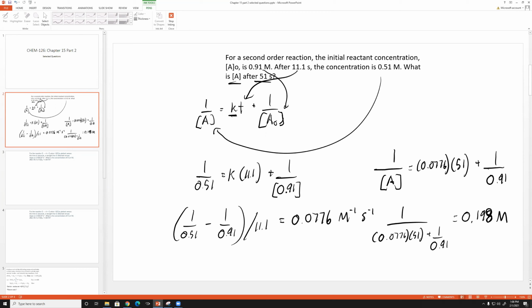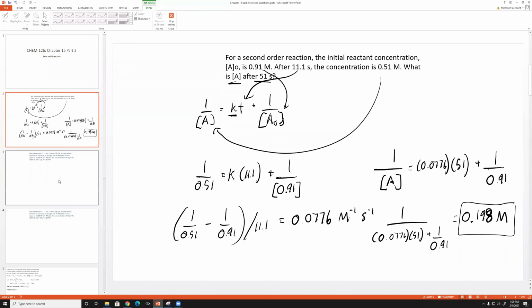Now, does this make sense? Our initial concentration of A is 0.91. After 11 seconds, it's 0.51. After 51 seconds, we should think, all right, it must be a lot less than that. So that's true. We got 0.198, which is a lot less than 0.51 and a lot less than 0.91. So that makes sense, especially for a second order rate law.